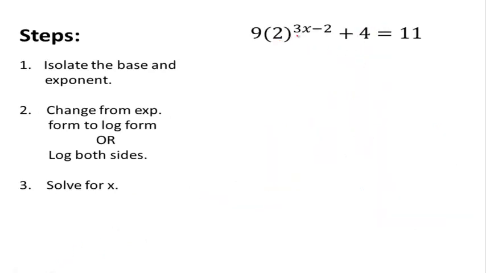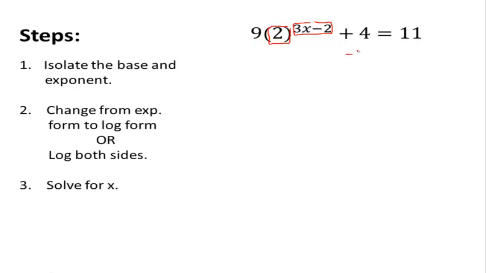Here we have a pretty complex exponential equation just because there's a lot of steps here. We're going to have to undo things. But it all comes down to these basics. We want to isolate that base and the exponent. Here, we have a 3x minus 2 as the exponent, and the base is just the 2. So those are the two things that we want to keep on the left side. We want to get rid of this plus 4 and get rid of this 9.